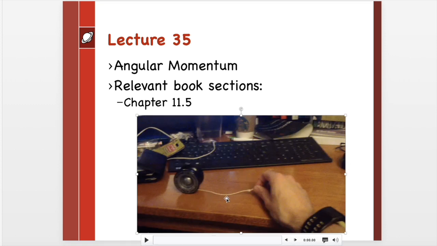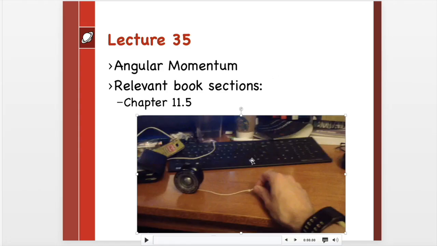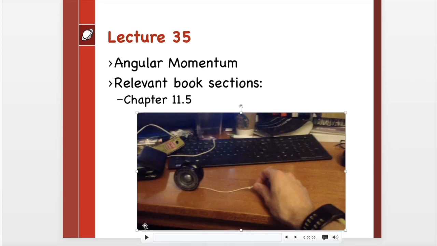I have a table, which is clearly not frictionless. I have a yo-yo, and the cord is wrapped underneath the yo-yo ball bearing like this. I'm going to pull ever so slightly on the string. Not enough to get the yo-yo really to start moving, but because of the torque, it will appear like it flies forward and wraps itself up.